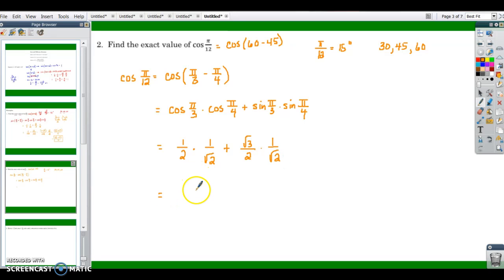And again, this works out very similar to what we had before. Actually, I think it comes out to be the same answer. 1 over 2 root 2 plus root 3 over 2 root 2. So that's 1 plus root 3 over 2 root 2. And again, we would rationalize that, multiply the top and the bottom by root 2. So you'd have root 2 times 1 plus root 3 over 4. And again, you can leave it like that, or you can distribute the root 2.